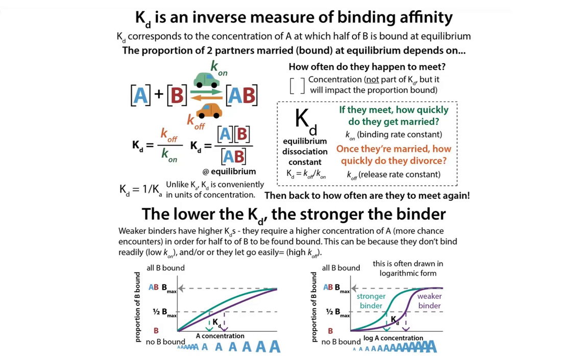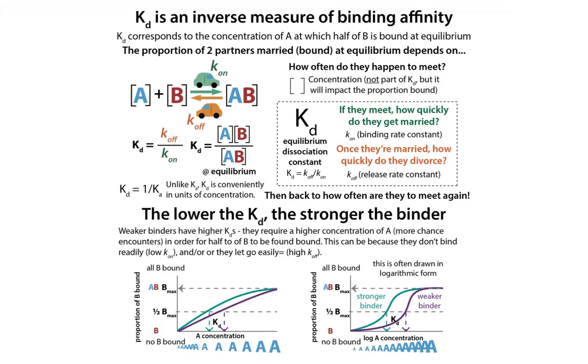What it boils down to is that the Kd is going to equal the concentration of one partner at which half of its other partner is bound. The lower the Kd, the higher the affinity, whereas the higher the Kd, the lower the affinity. Basically, if you need more of the other thing around in order for half of you to be bound, this means you have a lower affinity and you're going to have a higher Kd. It's going to take more of that other partner to find half of you bound.